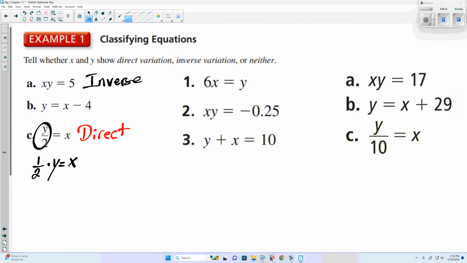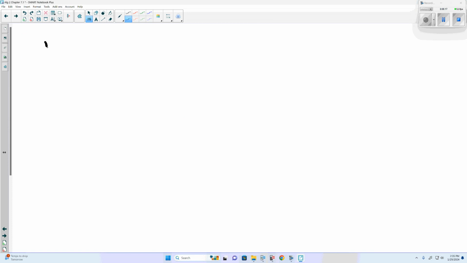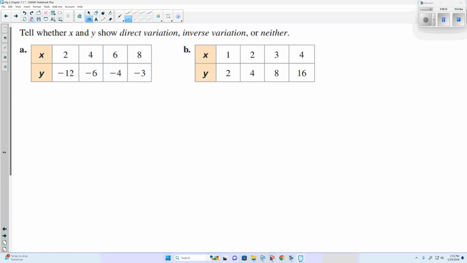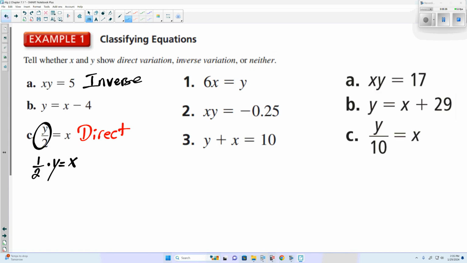And again, another way we could get at it, just like the first one, y over 2 equals x. We can get y by itself. And to do that, we would multiply both sides by 2, telling us y is 2x. But really, if the variables are on opposite sides and in the top of the fractions and the numerators, it's going to be direct. If the variables are on opposite sides and one's in the top of the fraction and the other's in the bottom, it's going to be inverse. What do we think about B?